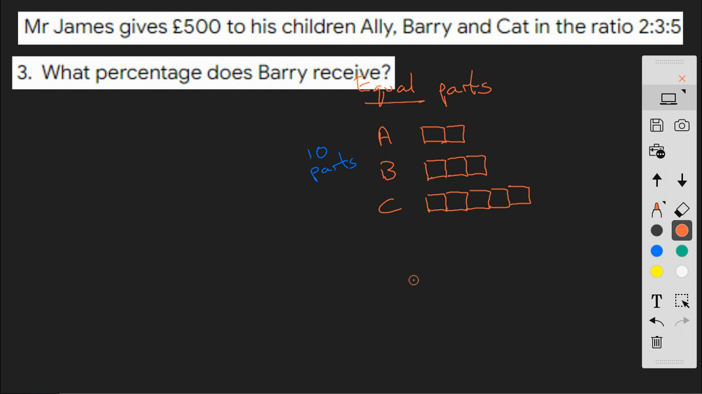Okay, question 3. Now, I've left up from question 2 the visualization of this ratio, and we need to remember that all the parts in our ratio are equal. Ali's, Barry's, Kat's, every single one of these parts is equal, and in total we've got 10 of them. So if we want to see what Barry has, what percentage does Barry receive? This is what percentage of the total.